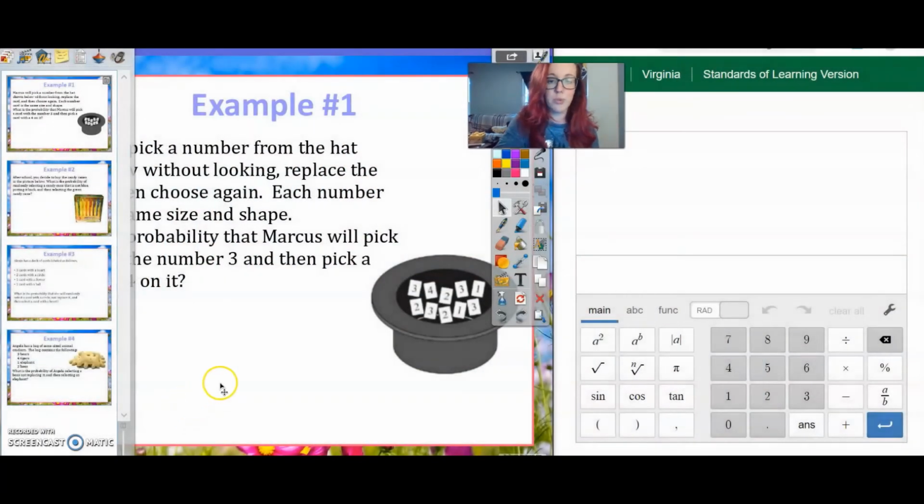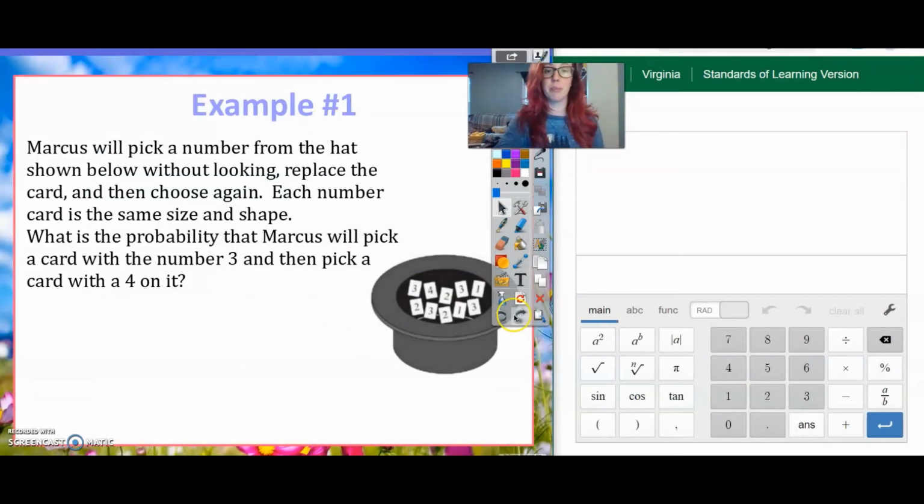So let's do some math. All right. Example number 1 over here says Marcus will pick a number from the hat shown below without looking, replace the card, and then choose again. So we've already seen our key word. He's going to replace the card. So if he takes one out and then he puts it back, that means that it's independent probability.